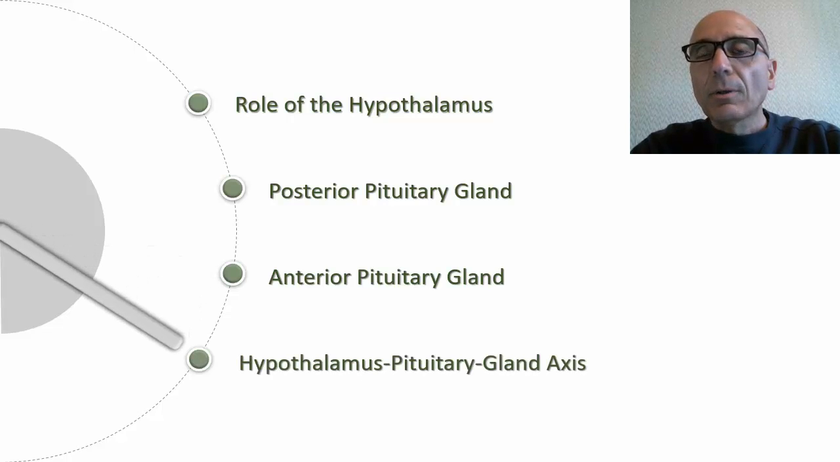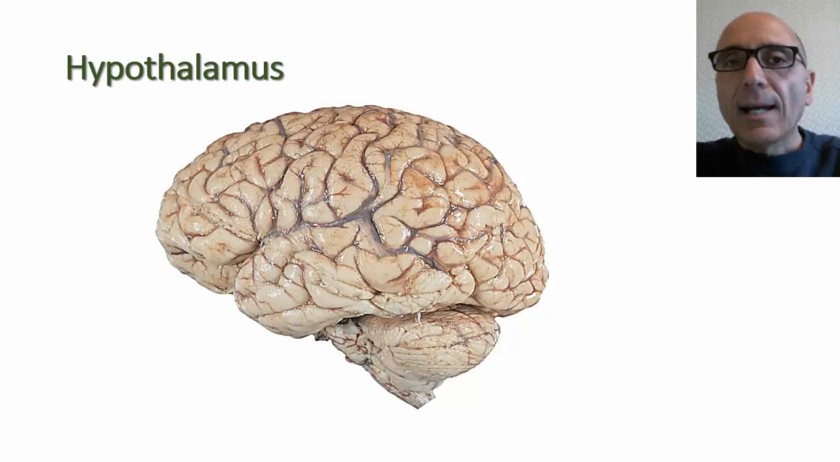And then lastly, we will look at the chain of command in the endocrine system from the hypothalamus to the pituitary gland to the endocrine glands. Let's start by looking at the hypothalamus. Hormone production is regulated by the nervous system through the hypothalamus.